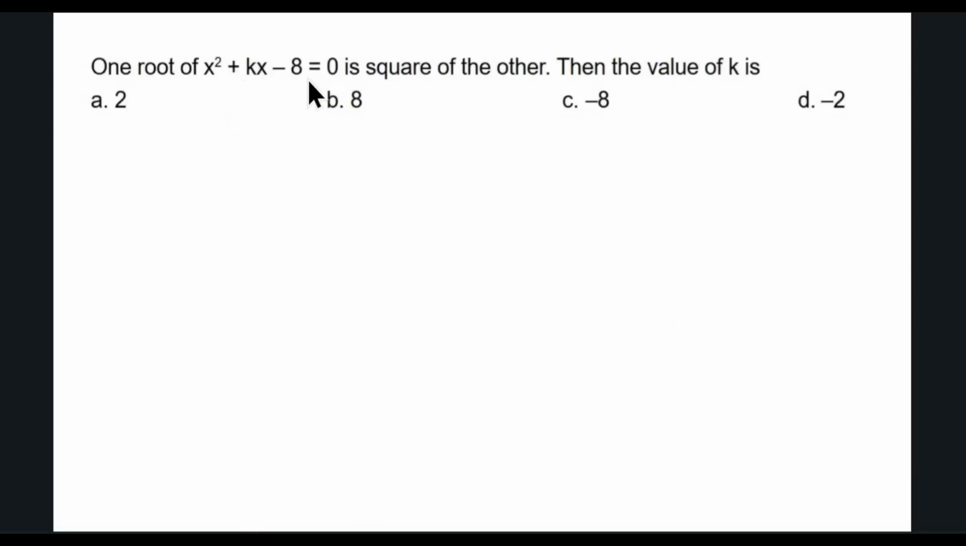Right. One root of this equation is square of the other, then what is the value of k? We're going to use the property that, first off, one root is the square of the other, right? Let one root be p. So the other root has to be p square, right? We know that. And we also know that sum of roots of a quadratic is negative b over a, and product of the roots is going to be c over a.